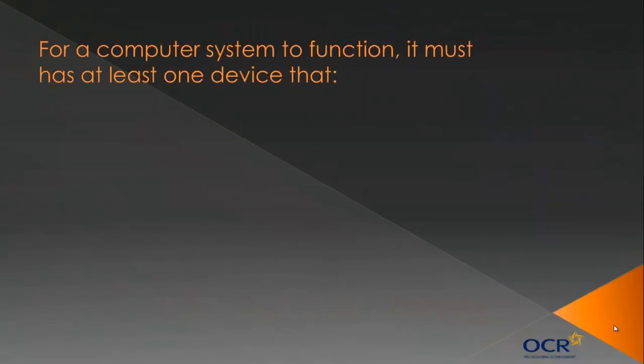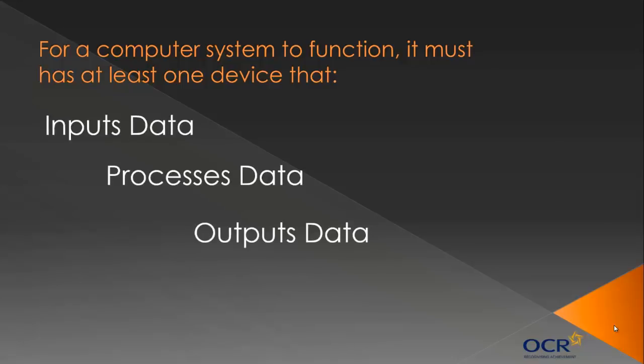For a computer system to function, it must have at least one device that inputs data, processes data, and outputs data. This cycle, as we'll see, gets repeated. People may also give a fourth thing that's essential for computer systems to function. They might say you have to store data as well. That's sort of the four processes that happen in a computer. Well, it doesn't particularly matter. But today we're looking at the input and output devices.